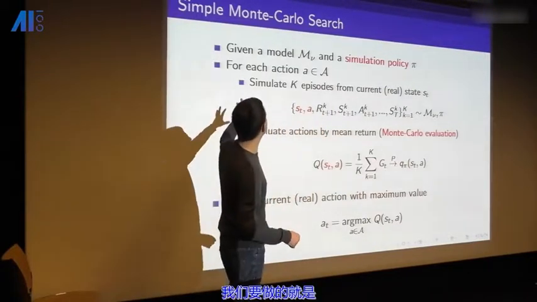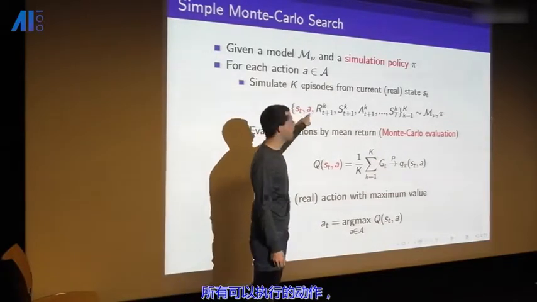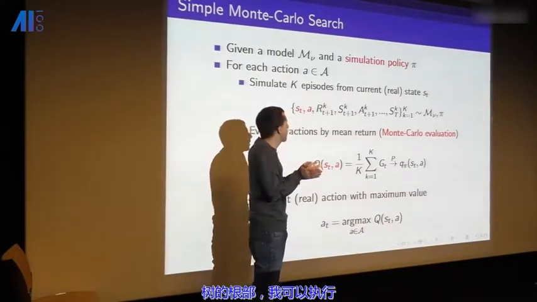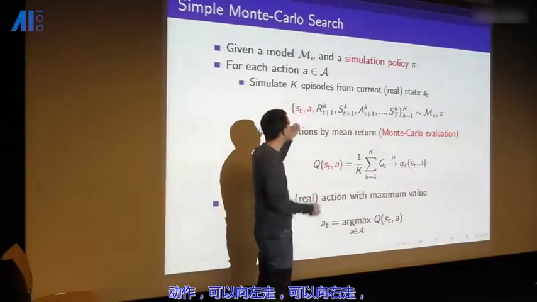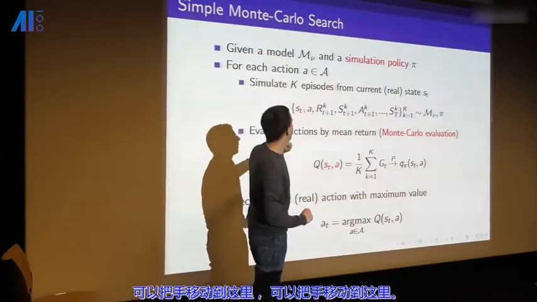And now what we're going to do is consider, from our root state, all the actions we could take from that root state. So we just consider the root of this tree. I could take an action: I could go left or I could go right. I could move my hand here or I could move my hand here.